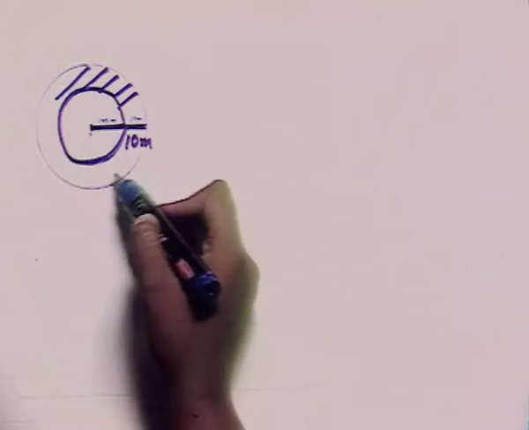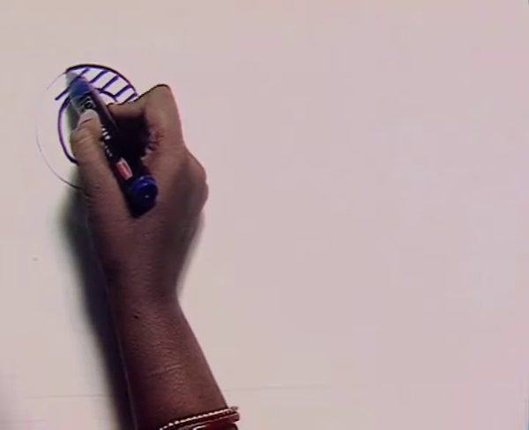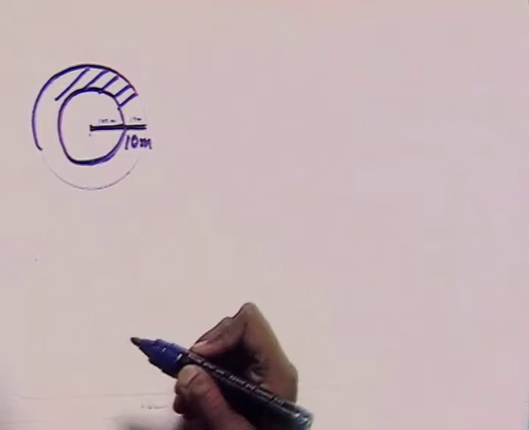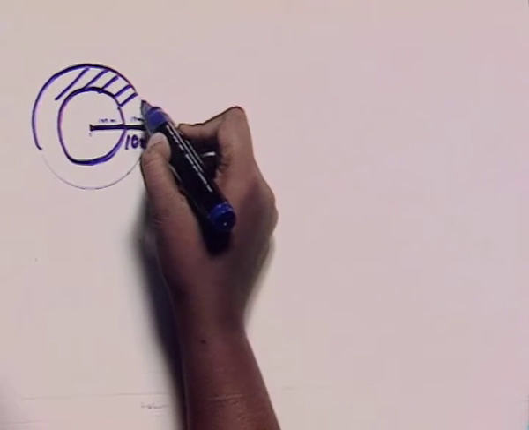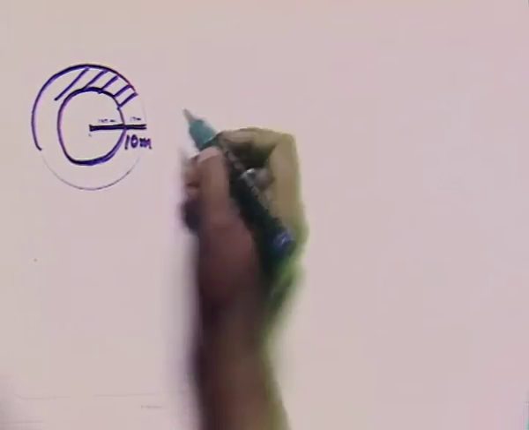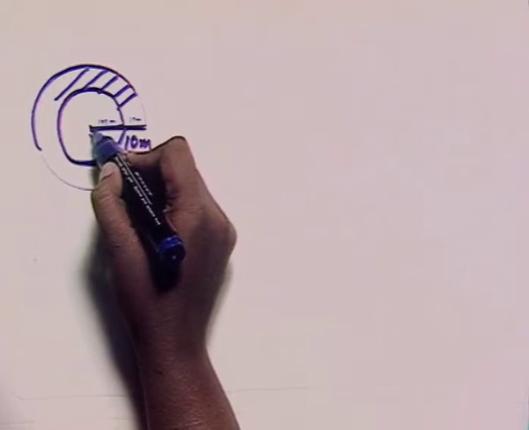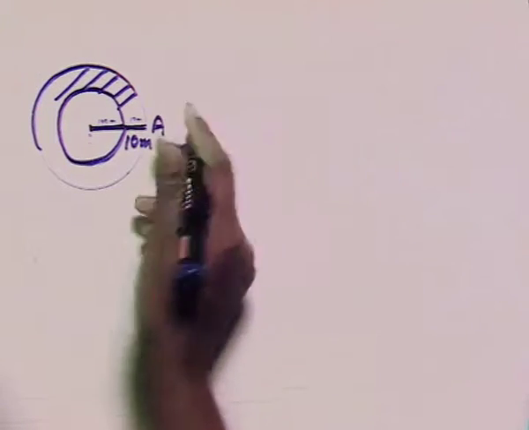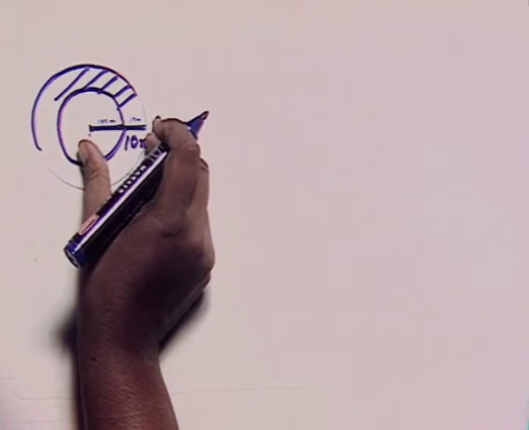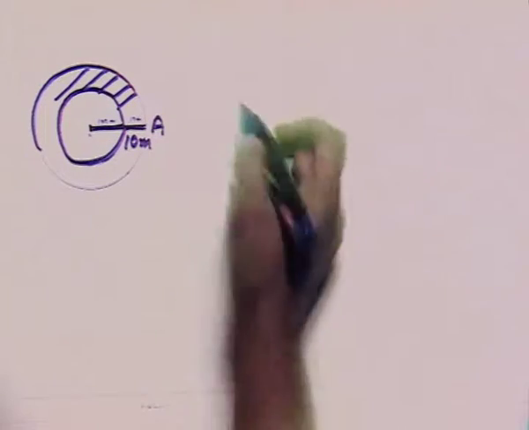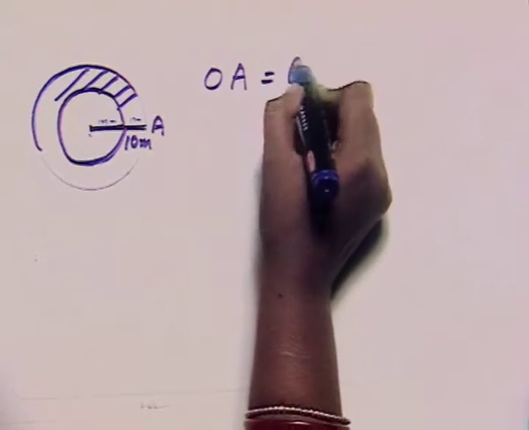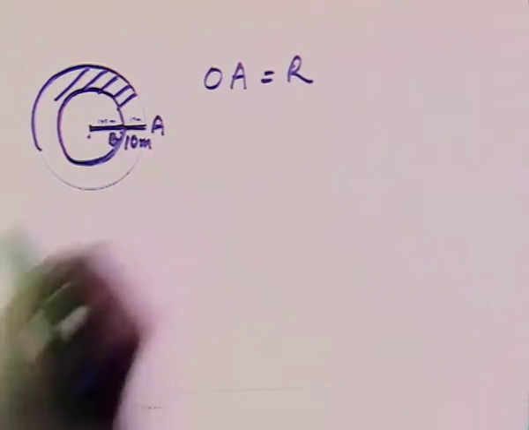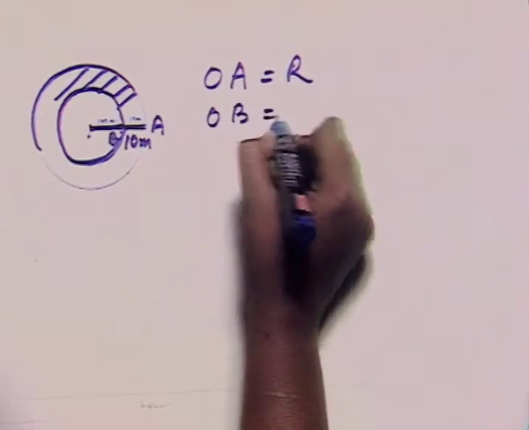Area of this road will be equal to area of this outer circle minus area of this inner circle. Suppose we take the radius of this outer circle from O to point A. So, radius of this outer circle we represent by capital R, and the radius of the inner circle, OB, as small r.